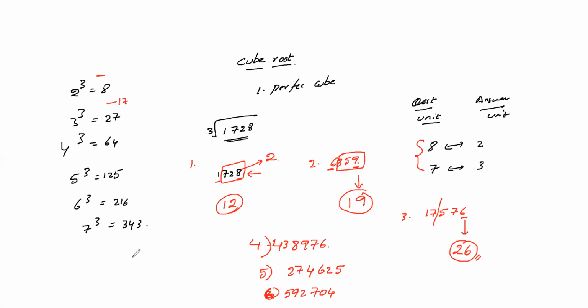For your convenience, I'll give you the cube values also. 8 cube is 512. 9 cube is 729. And 10 cube is 1000. Now solve questions 4, 5, and 6. Try it, ma. If you have any doubt, please ask me.